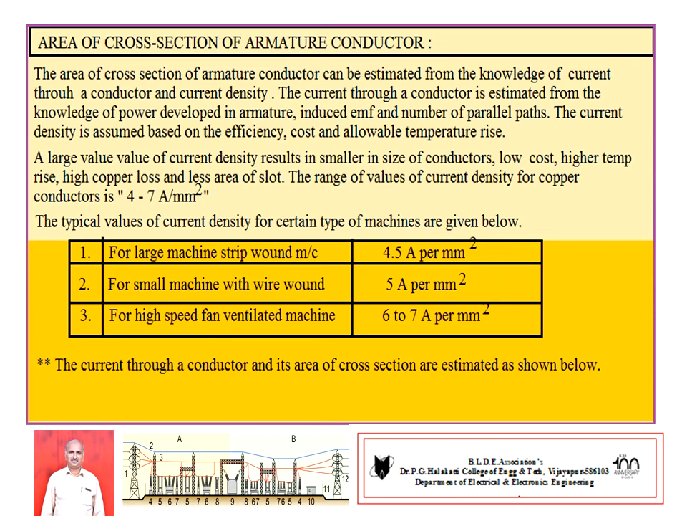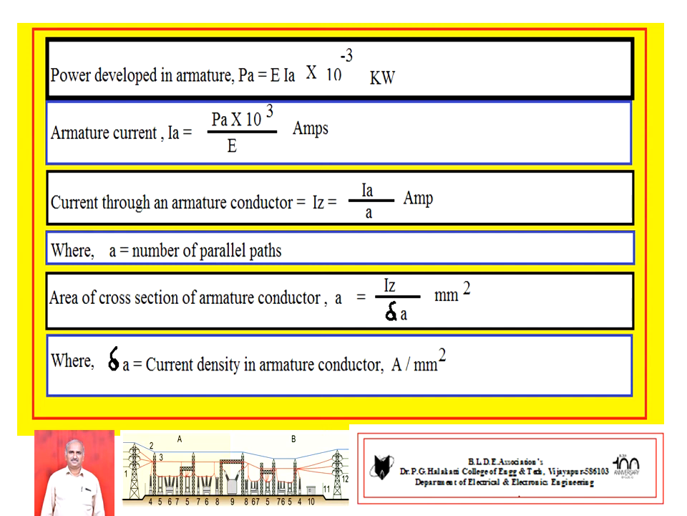The typical value of current density for different types or different ratings of machines is as shown below. For large strip wound machines, 4.5 amperes per millimeter square. For small machines with wire wound, 5 amperes per millimeter square. For high speed fan ventilated machines, 6 to 7 amperes per millimeter square. Next, we have to follow the steps to calculate the cross sectional area of armature conductor.